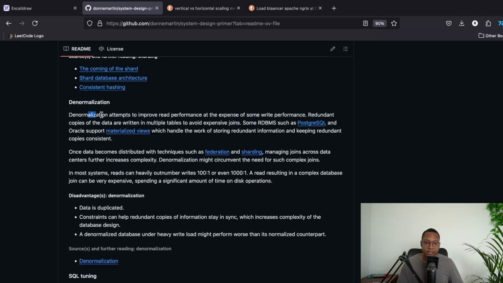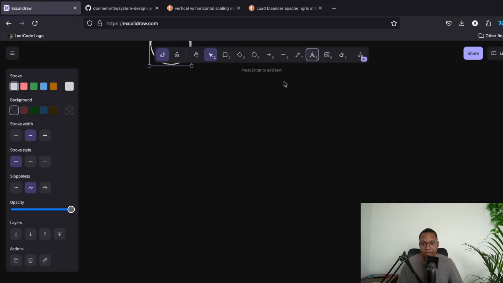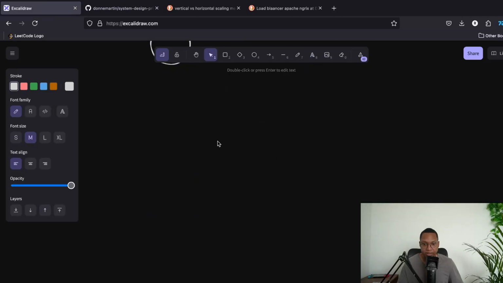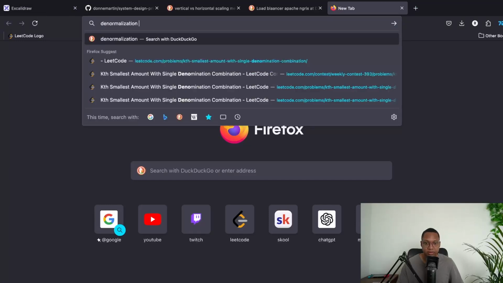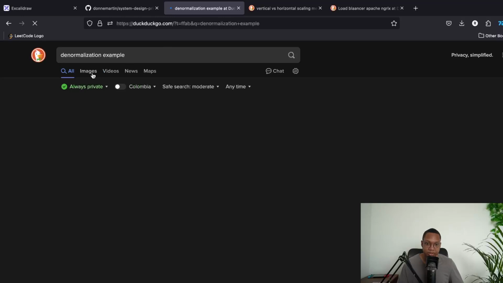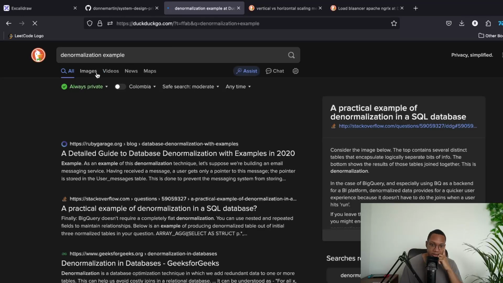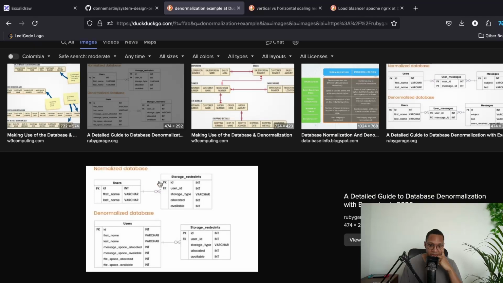Then we have denormalization of databases. So this is the idea of splitting things up in it, which again, if you don't understand SQL, then this is not going to make any sense to you at all. But let's actually look up an example of denormalization. Again, assuming that you actually know what a SQL table looks like. If you don't, then you're going to be lost, and there's nothing I can really do to help you about that.